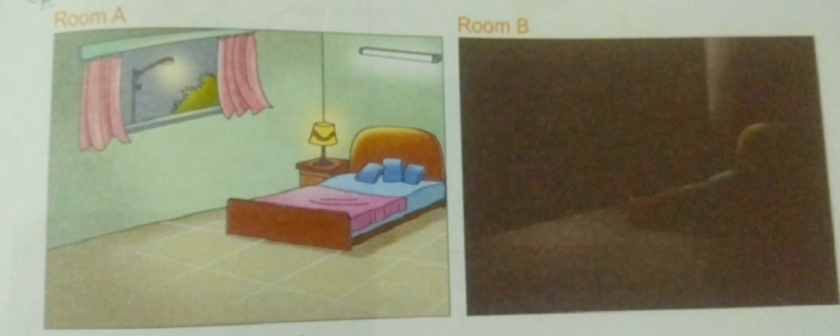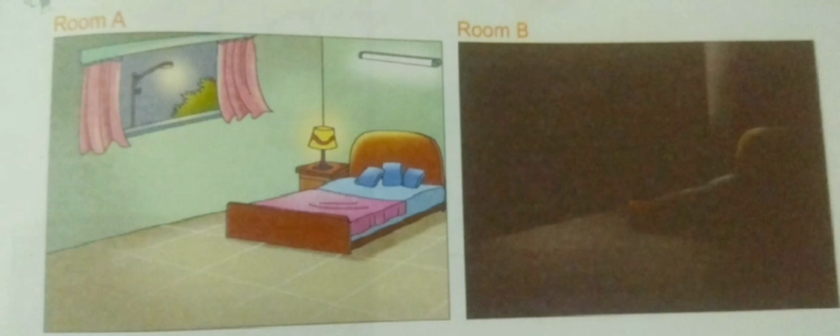Yes, and in room B, what all things you can see, children? We cannot see any things in room B. Children, we cannot see any things in room B. We can see only darkness in room B. And in room A, we can see the things present. Children, what is the difference between both the pictures then?